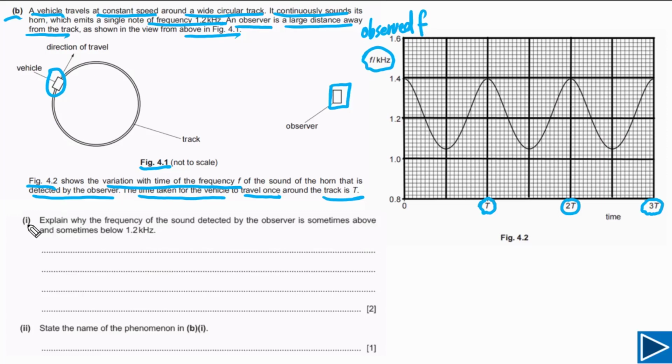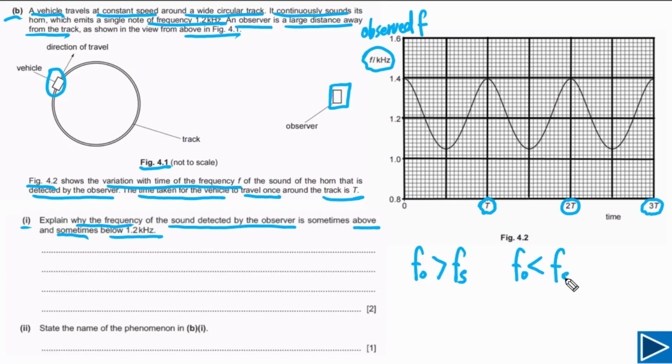Now for part B1, we need to explain why the frequency of the sound detected by the observer is sometimes above and sometimes below 1.2 kilohertz. And 1.2 kilohertz is the frequency of the sound produced by the source. It is given to us that the observed frequency is sometimes higher than the frequency of the sound produced by the source, and sometimes lower. Now we need to understand why.